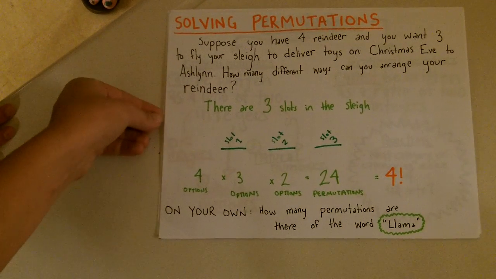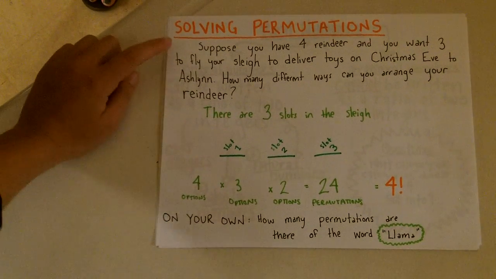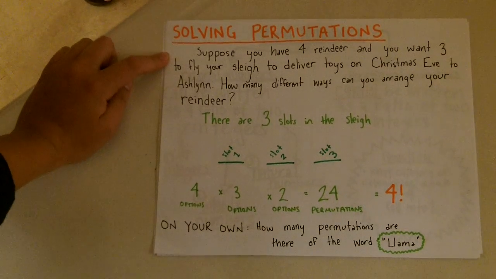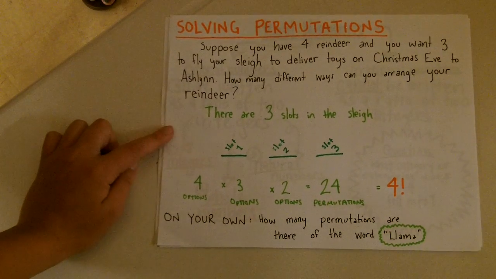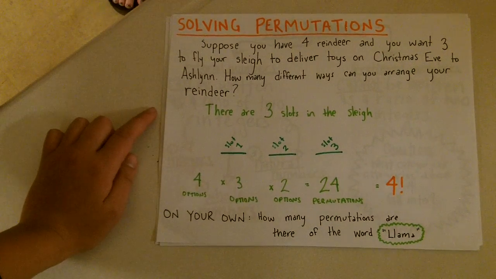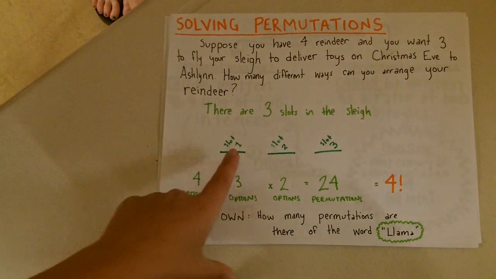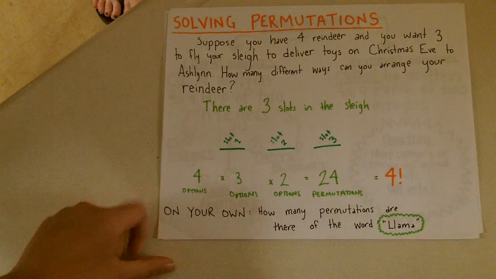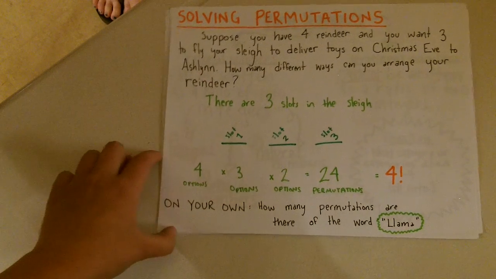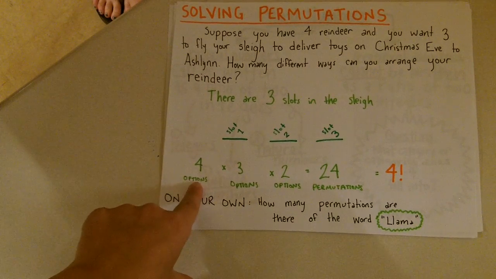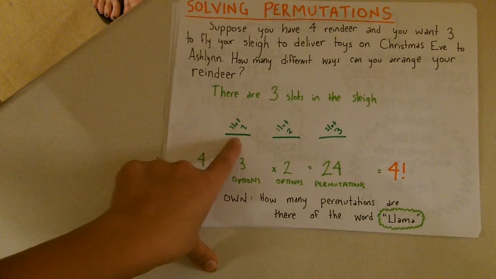Okay, so here's a practice problem. Suppose you have 4 reindeer and you want 3 to fly your sleigh to deliver toys on Christmas Eve to Ashlyn. How many different ways can you arrange your reindeer? So there are only 3 slots in the sleigh, as we know. So obviously here are the slots. But you have 4 reindeer. So you have your first option. So you have 4 options here for your first slot.